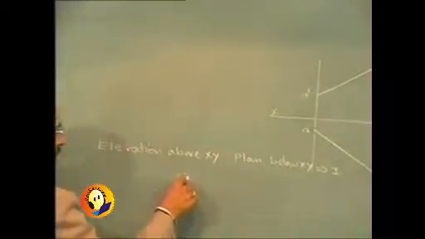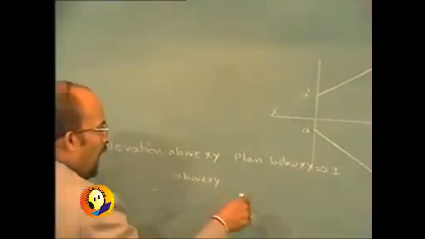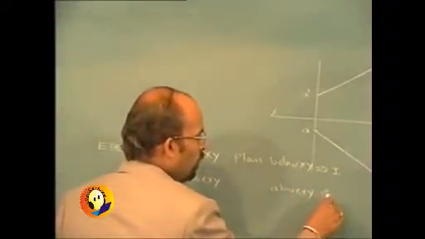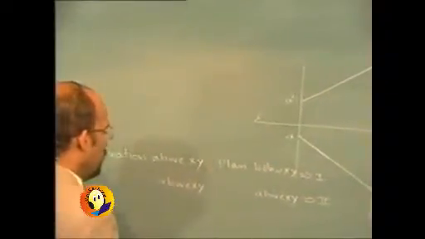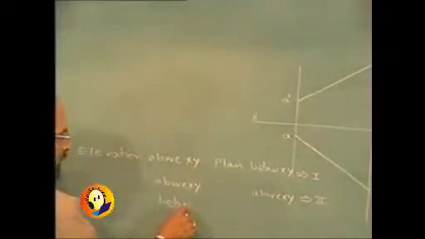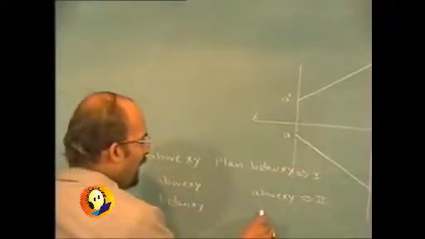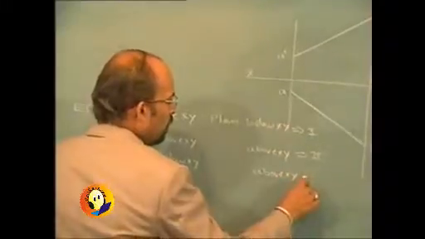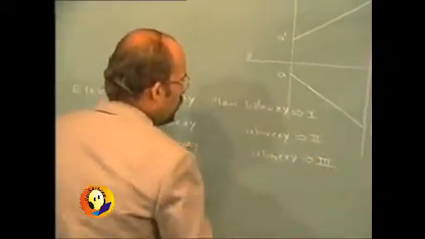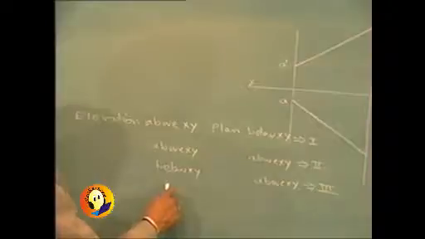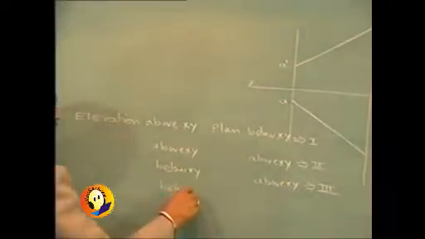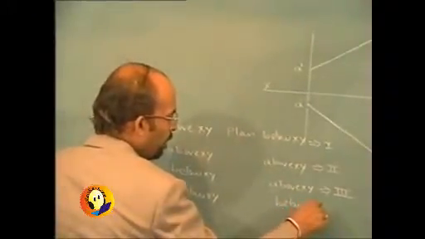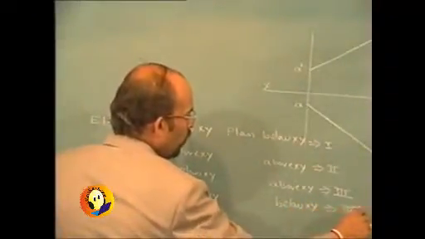Elevation above XY line and plan also above XY line, that is both above, the point will belong to the second quadrant. Elevation below XY line and plan above XY line, the point will belong to the third quadrant. And then elevation below XY line and plan also below XY line, the point will belong to the fourth quadrant.